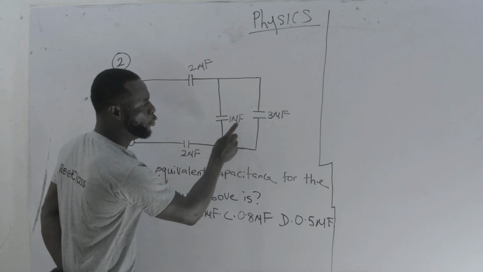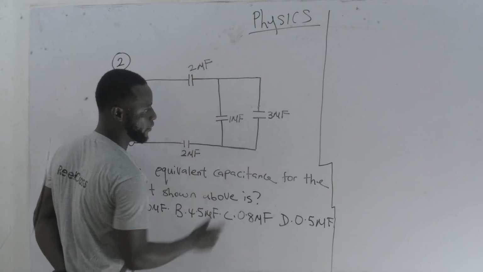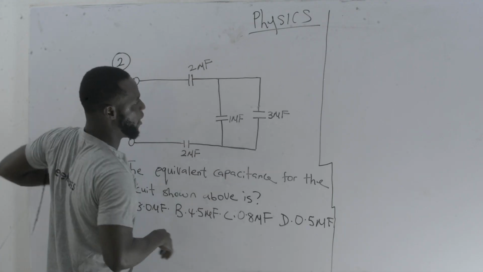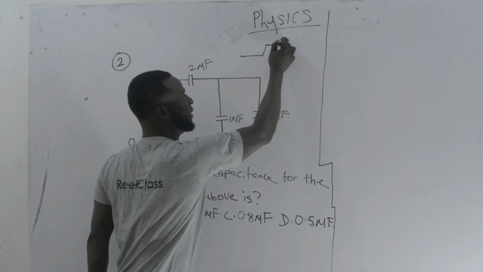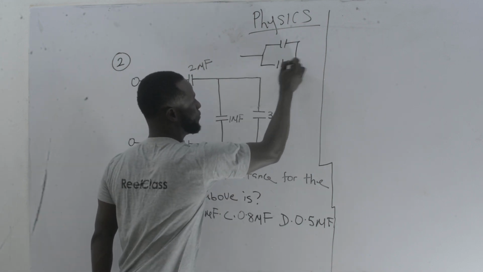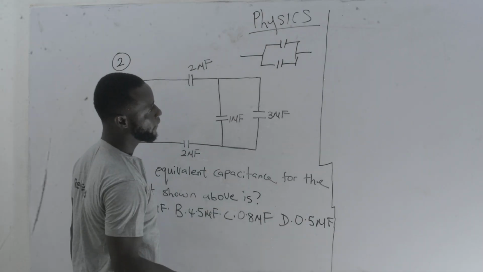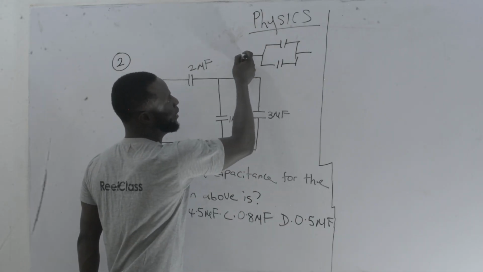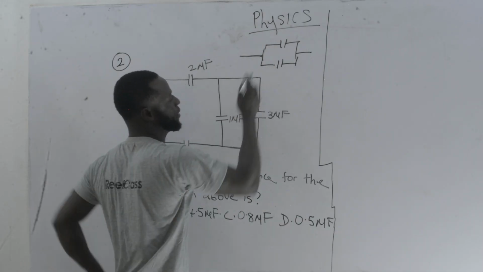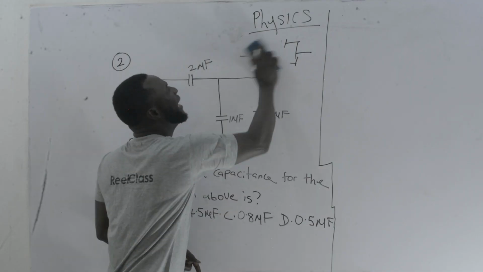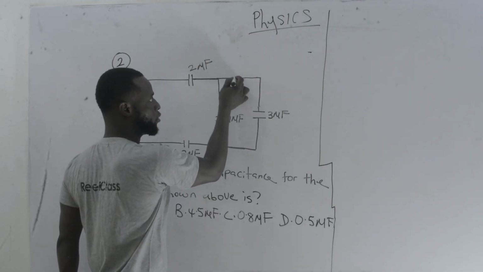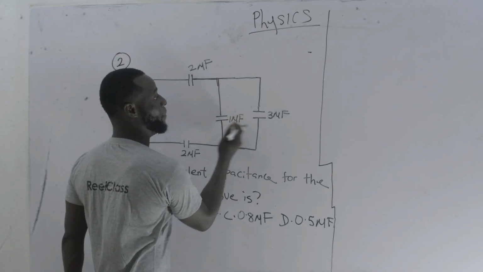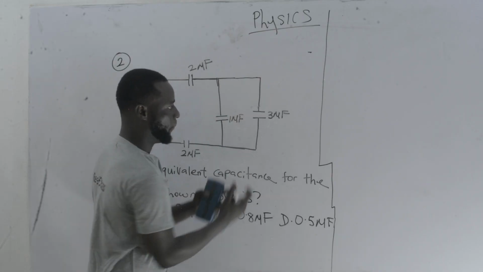When looking at this, I will know that these two are in parallel. Why would I say it's in parallel? The one I told you were in parallel previously was something like this. I would say that they were in parallel because the current that will come here will split and there is a junction. If the current is coming like this, it will split. Some will go here, some will go here. So these are in parallel and I can combine them.